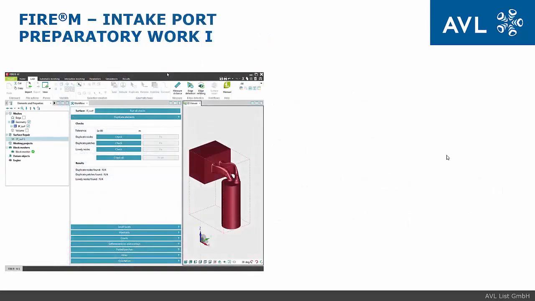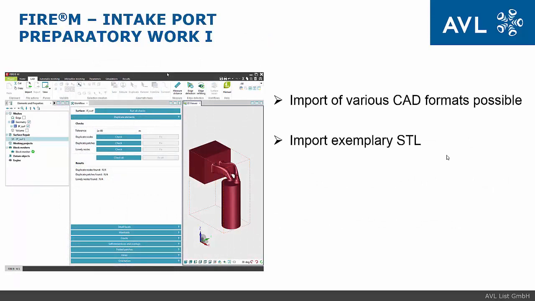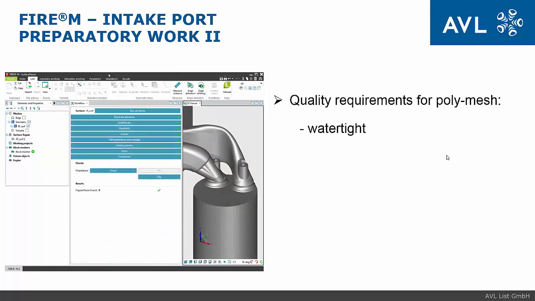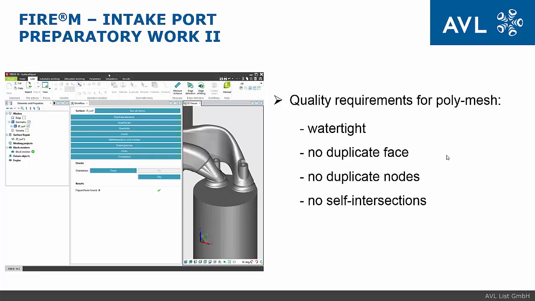And now we are coming to the preparatory work. FIRE M allows the import of various CAD formats. As an example, we will use the STL format and we will perform a surface check and a repair of the surface. The quality requirements for the polymesher are a watertight surface, no duplicate faces or nodes, no self-intersections, no manifolds, and a consistent orientation of the surface patches.